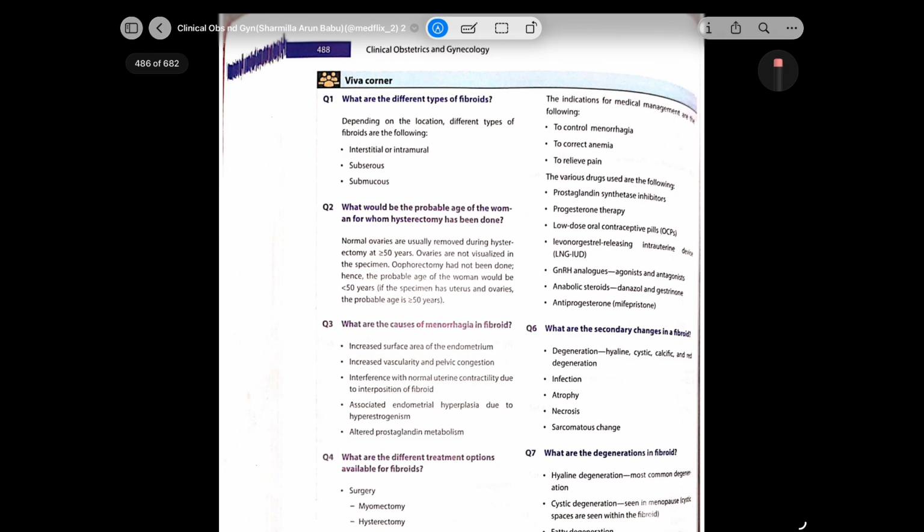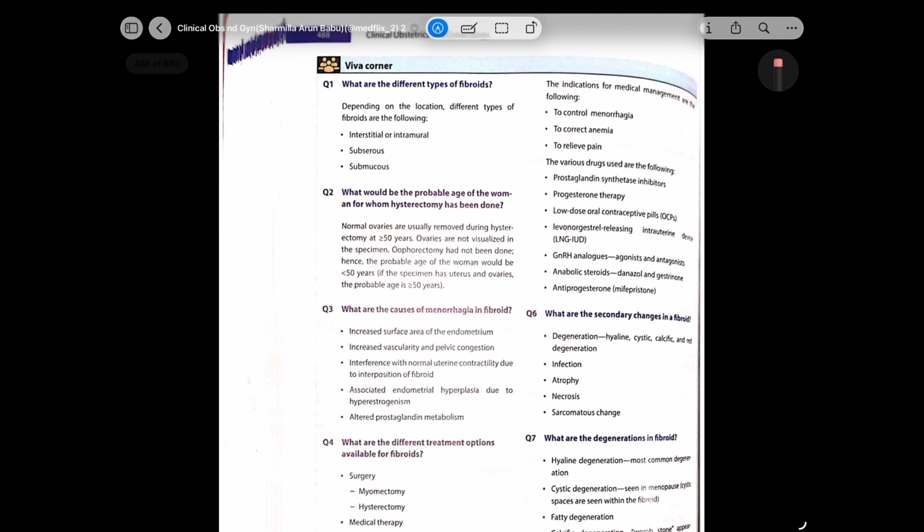So, if the specimen has uterus and ovaries, then you have to say that the probable age is more than or equal to 50 years. So, if it's just the uterus, then you'll say that the ovaries are still inside the woman. And if you can see both ovaries and uterus, meaning they have removed everything, right? Uterus and ovaries. So the woman is probably more than 50 years old.